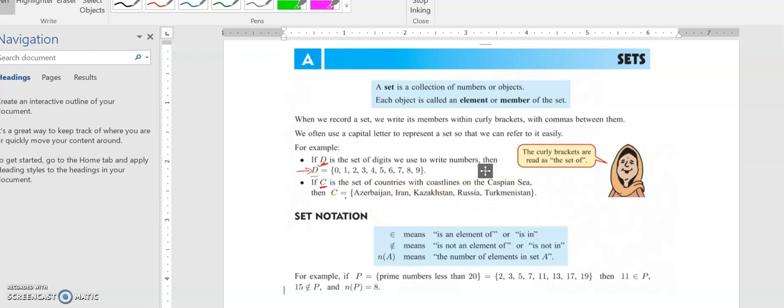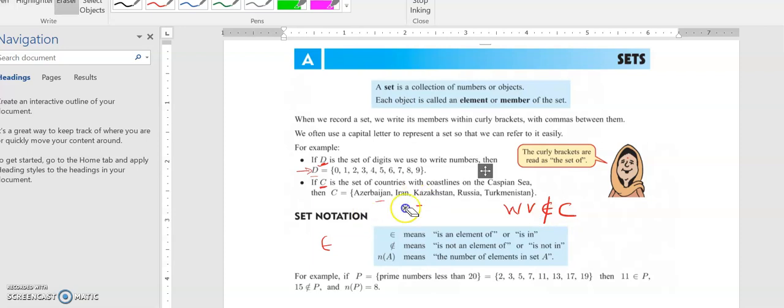Now let's take a look at some notation. The first notation is this little E that we have here, right? It kind of looks like this. This means is an element of or is in. So, for example, if I wanted to, I could say that Iran is a member of the set C. Okay? Now, if I take a look at the next symbol, if you draw a line through it, that means it's not a member. So like West Virginia is not a member of set C.